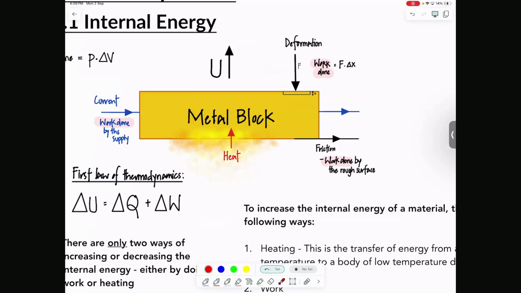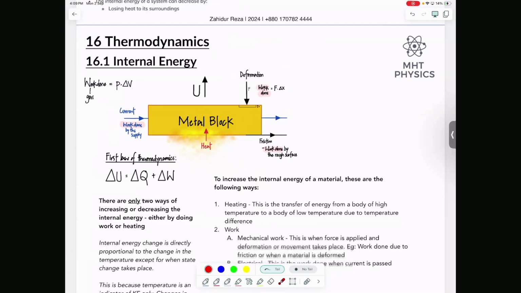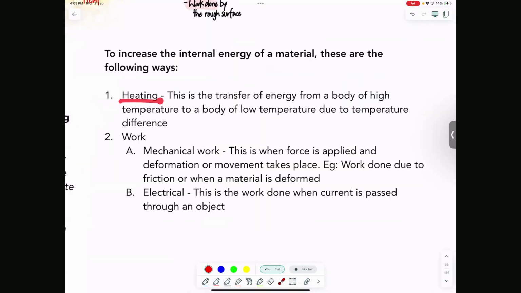So you can push an object against a surface. Friction will cause it to heat up. You can hammer it. Deformation causes it to heat up. Or you can pass current through it, where the electrons will collide with the atoms, and there will be heat in effect. So essentially, there are only two ways in which you can increase internal energy ever. Okay, there's no other way other than these two, either by heating or by doing work on the system. Work can be mechanical work or electrical work.